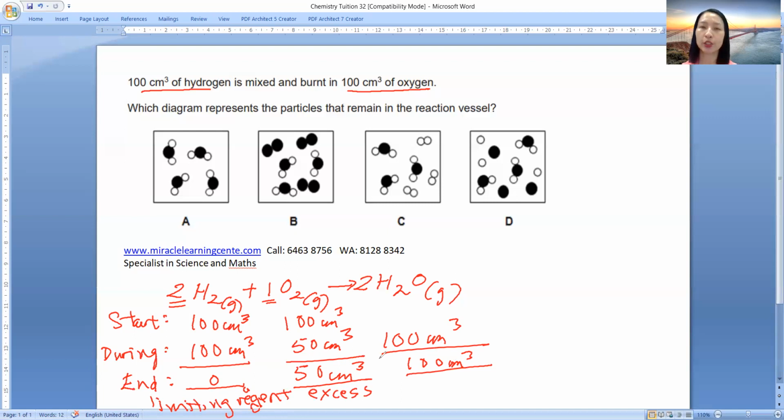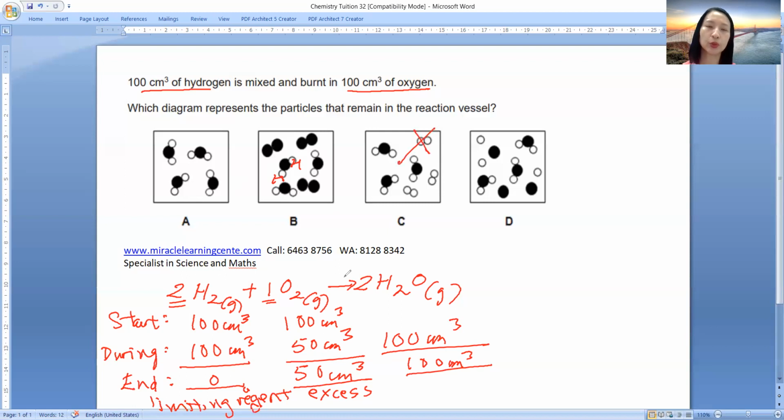So at the end of the reaction, you will have water, steam, and we have oxygen. You see this is H2O, this is H, the darker one is O. So the oxygen is left behind, so the O has to be left behind. This one is hydrogen left behind, so it's not correct because hydrogen has been used up.